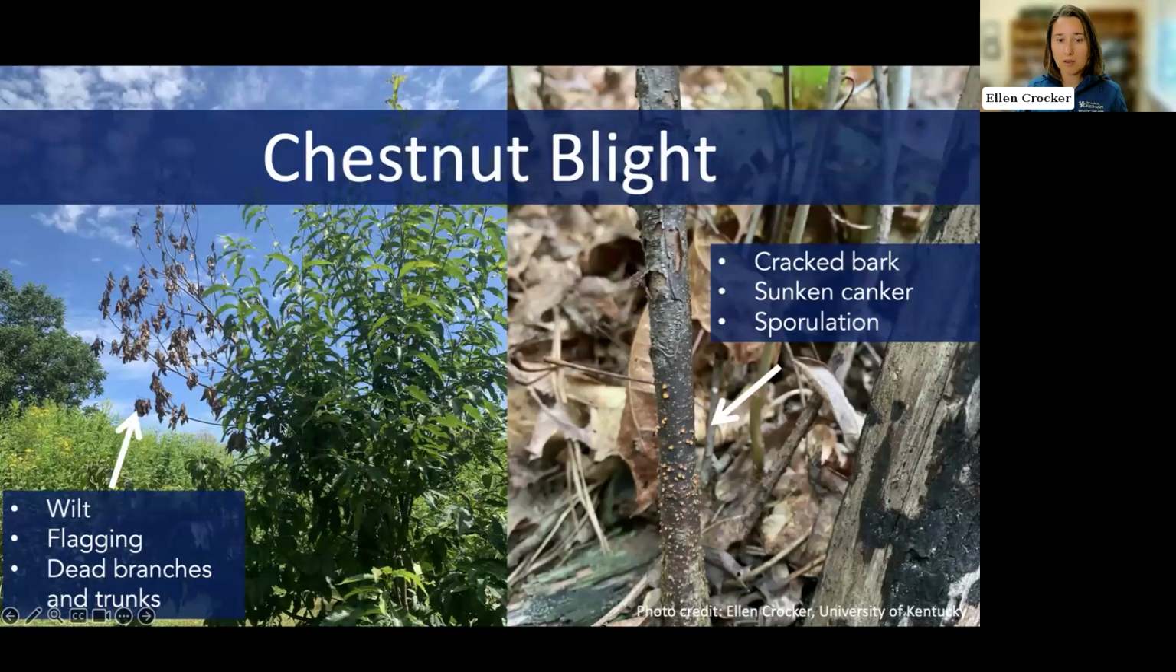And then if we look up close at what's happening there, on an individual stem, you might see loss of bark, cracked bark, a sunken canker on the tissue of the plant. You might also see the sporulation. This orange stuff right here, that's the fungus making spores. So the first symptoms that you might see of something like chestnut blight might be in the canopy of the tree, but the problem that's causing it is in the stems. Whenever that shoot gets big enough, it's going to be killed by that fungus.